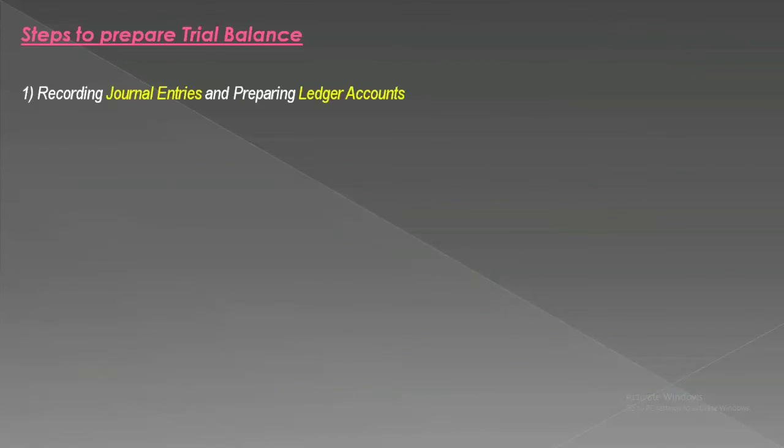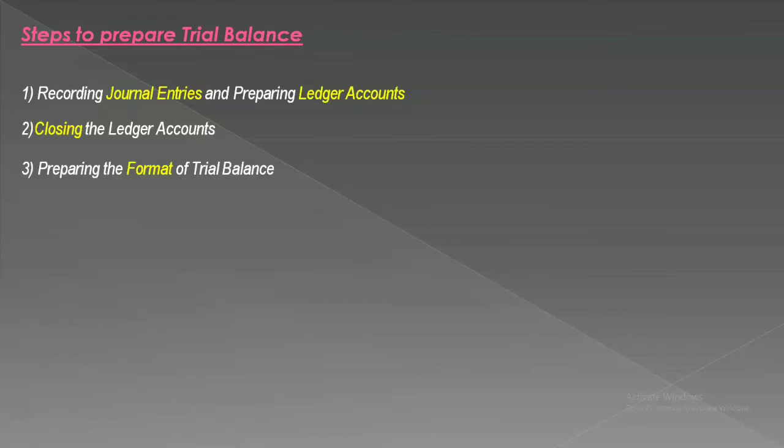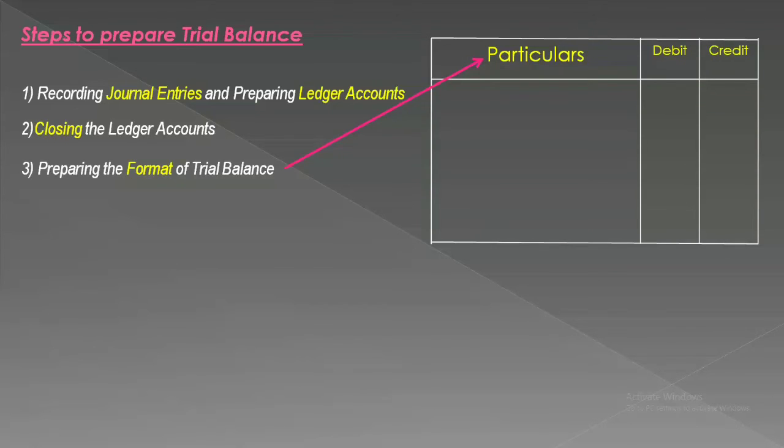There are a few steps which help us in preparing trial balance. First is recording journal entries and preparing ledger accounts, because the purpose of trial balance is to check whether they are prepared correctly or not. Second step is closing the ledger accounts. Closing the ledger accounts means balancing them, that is, making both the debit and credit side equal. Third step is preparing the format of trial balance, having three columns which are particulars, debit and credit. It is somewhat like this, as shown in this slide. In the particulars column we write the titles of various accounts, and in the debit and credit columns we write their balances.